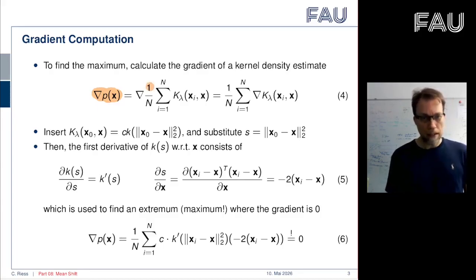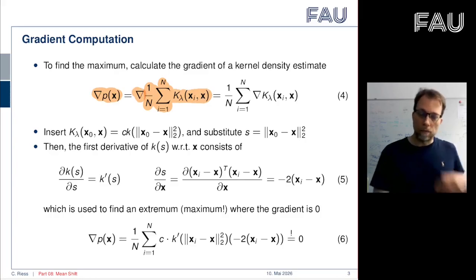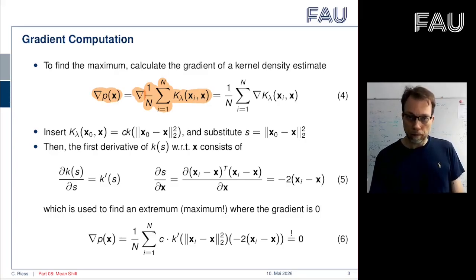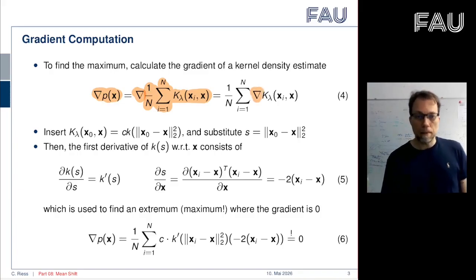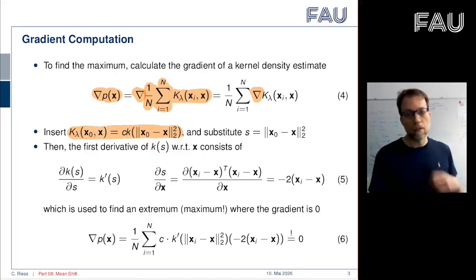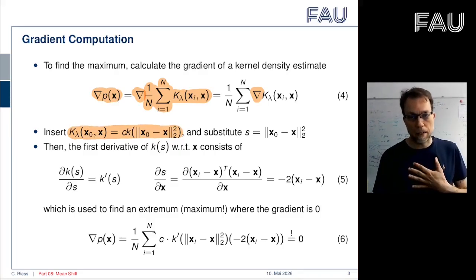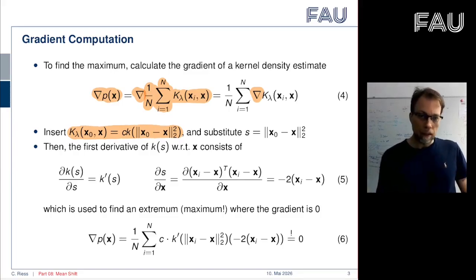So P of x, we can expand this. It's just a normal standard Parzen window estimator with some kernel. The kernel has parameters lambda. Here comes the gradient. Because of linearity of the gradient, we can put the gradient inside of the sum. And we can replace the kernel function now with our assumption that we are operating on kernel profiles, so only the distance between x0 and x plays a role. And just for brevity, let's rewrite that distance as s.